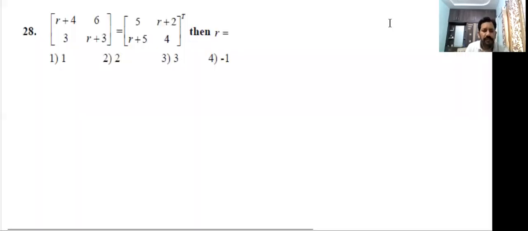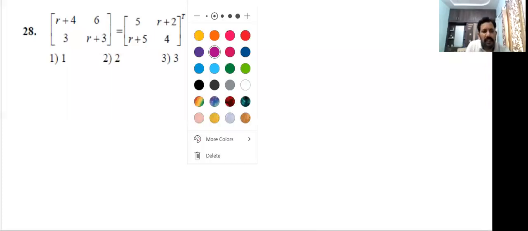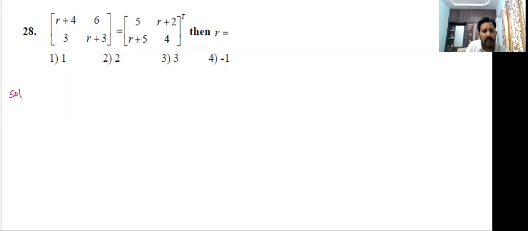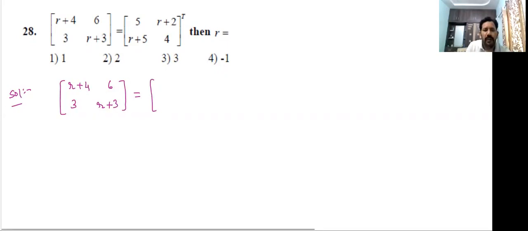28th question. The left hand side matrix given is R plus 4, 6, 3, R plus 3. That is equal to the right hand side, see, the transpose of the matrix is given. Transpose means what? Interchange rows into columns. Okay, 5, R plus. The first row I have written as the first column, the second row as the second column.